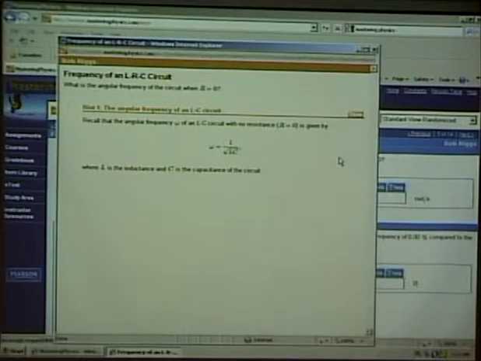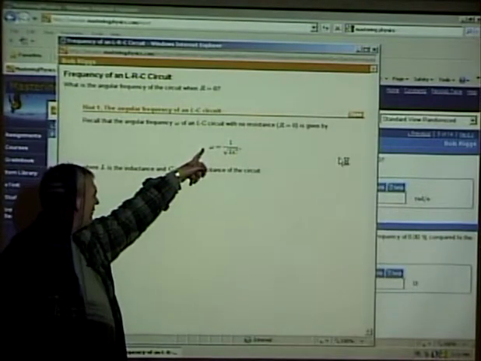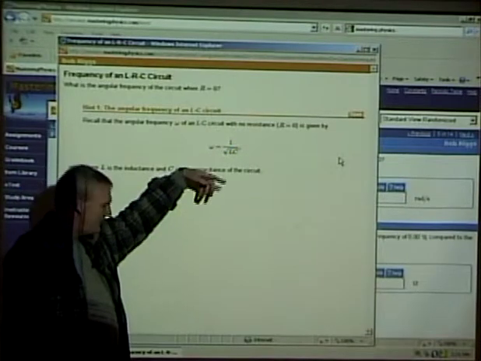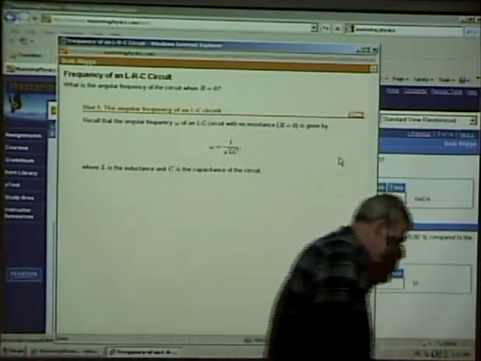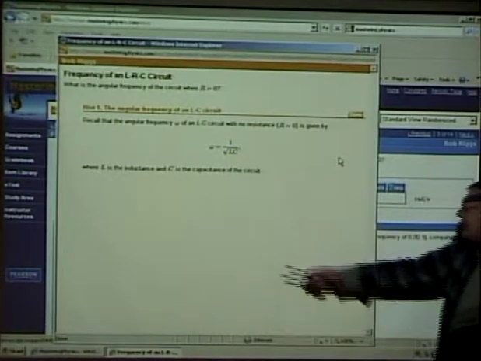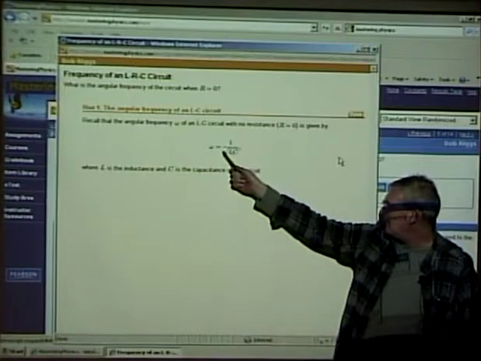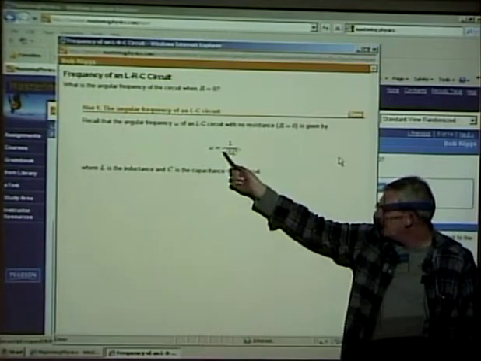And remember, what happens if we take the frequency, 2 pi times the frequency of this is also equal to omega. If we divide, we can find the resonant frequency, F naught, if we take this and put a 2 pi right here. Put a 2 pi right there.